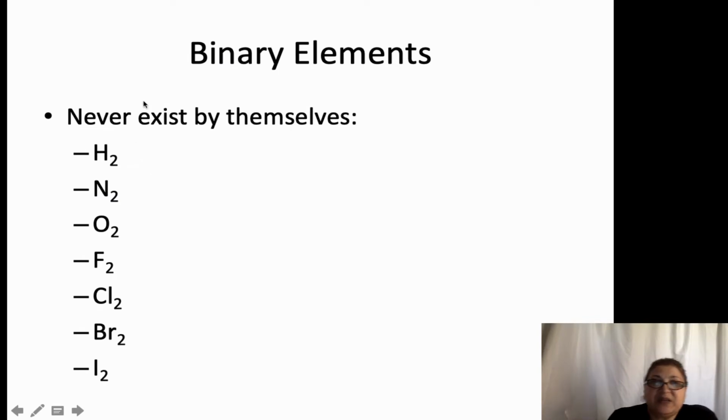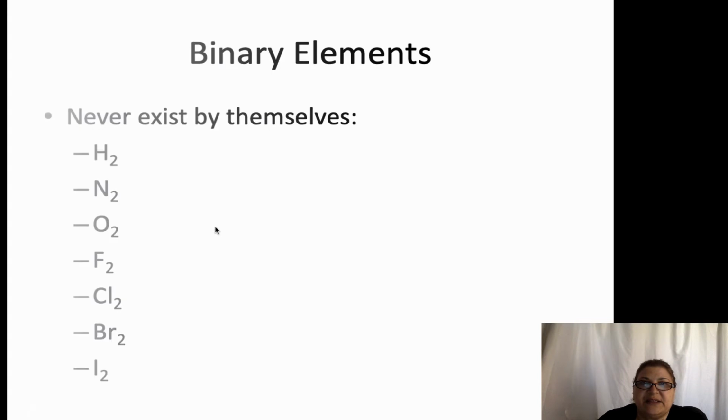Now, a couple of things that we need to remember when we're going from word equation to formulas are some elements are binaries. That means they're highly reactive and they never exist by themselves, like hydrogen, oxygen, nitrogen, and all of the halogens. They never exist by themselves. So maybe write this down when you're writing formulas from words to formulas. You need to remember this, and we'll practice that today as well.